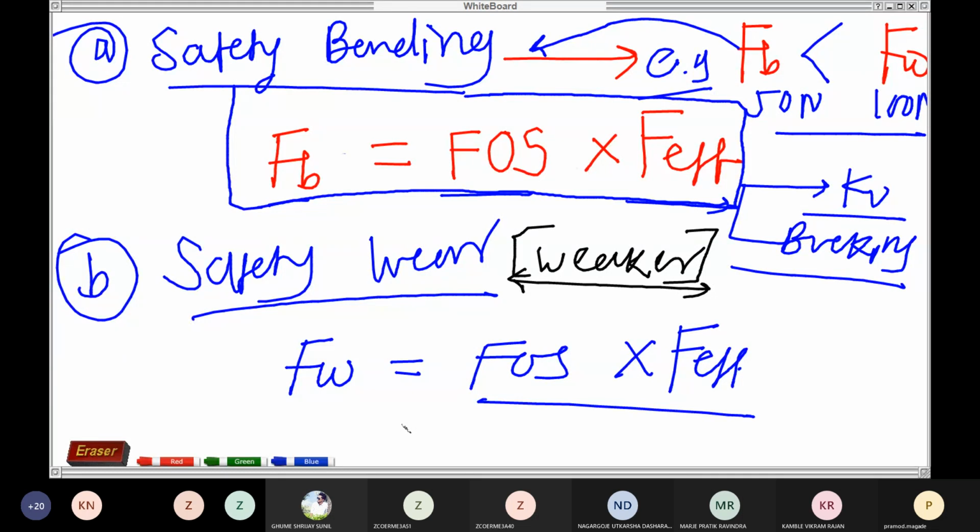Is that over? Yes, sir. Okay. Now, this is all about gear design in case of spur gear.